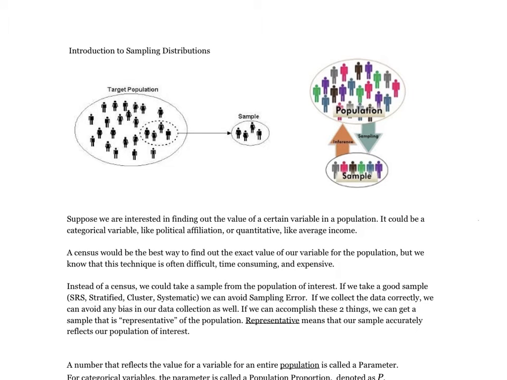Introduction to sampling distributions. Recall the main idea of statistics is that we would like to find out how a population thinks or feels about a certain subject. Instead of talking to every single person in the population, we can use statistics to choose a sample from the population. And if we choose that sample using a correct method and technique, that sample can represent the entire population. And that would allow us to just study that sample in order to learn about the population.